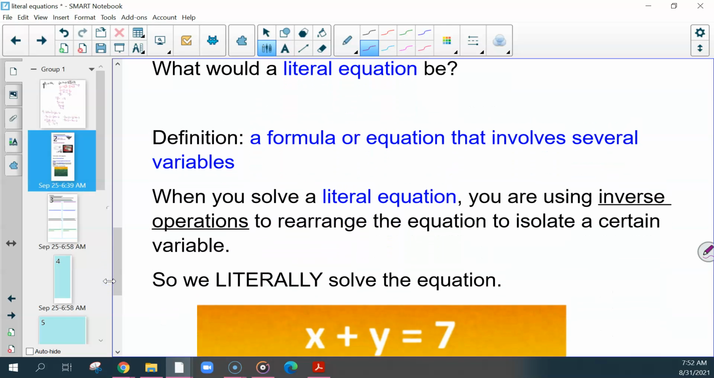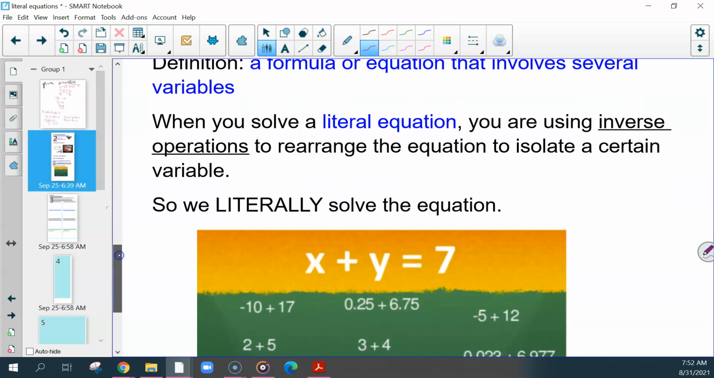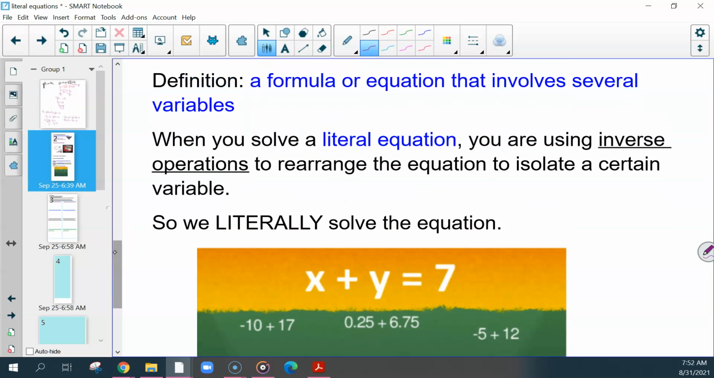But a literal equation, we are solving it for whatever variable it's asked for. Like you would a normal equation, because you're not going to get an actual answer. So it's a little different.